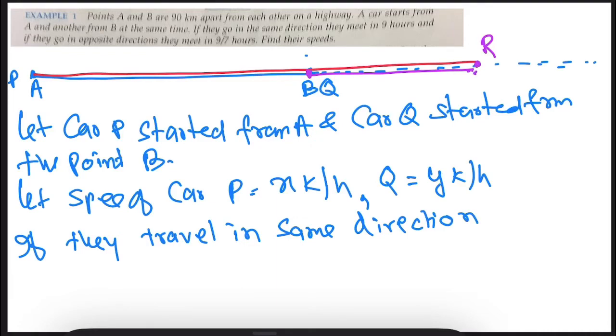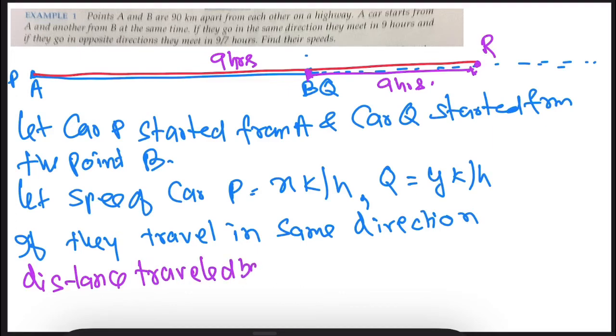Two points are apart from each other. A car starts from A, another car starts at the same time, and they go in the same direction. They meet in 9 hours. They took 9 hours. This one also, from here to here, took how much? 9 hours. So how much distance is traveled? Distance traveled by P equals what?